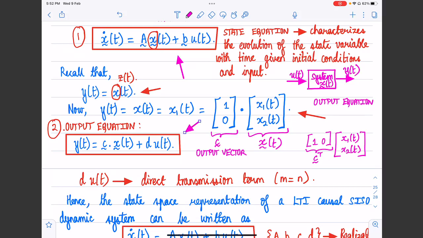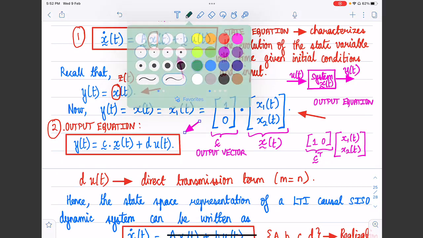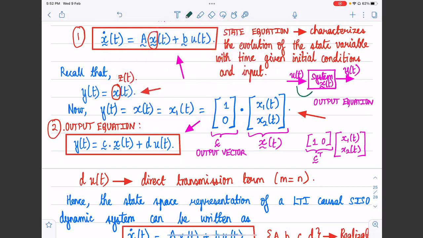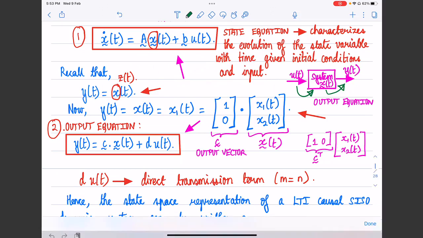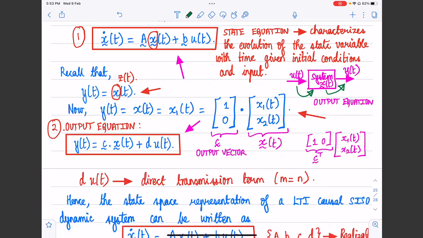It may be useful to visualize it like this: we go from the input to the state vector, and then from the state vector to the output. Okay, got it. That is why some people call it an internal representation, because we are dealing with something internal to the system. Whereas in the plant transfer function, we directly write the output in terms of the input. Okay, thank you.